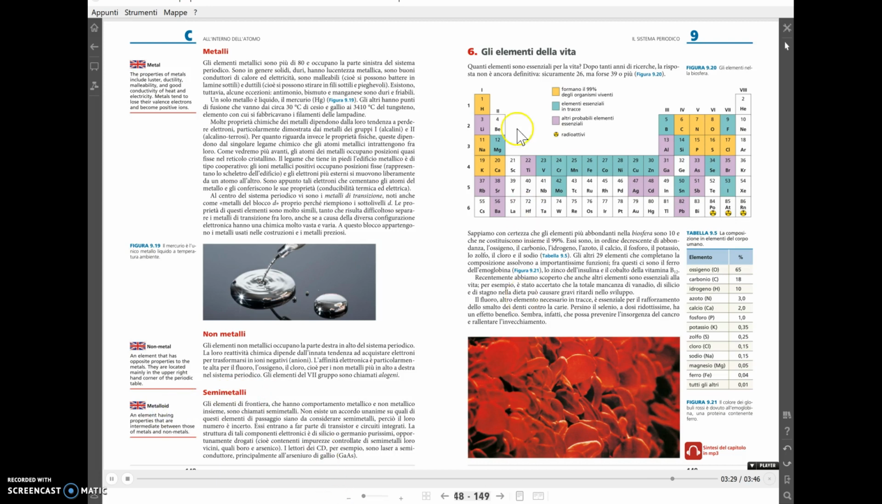F. Elements of life. The essential elements are those that, albeit in small quantities, are essential for life. The most important essential elements in order of abundance are oxygen, carbon, hydrogen, nitrogen, and calcium.